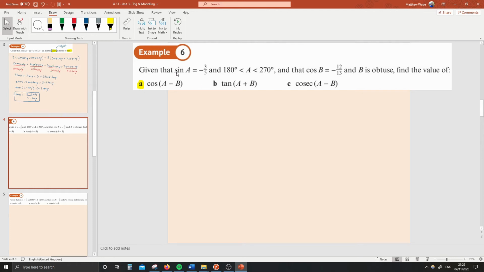It says, given that sine of A is equal to minus 3/5 and A is between 180 degrees and 270 degrees, so A is a reflex angle in the third quadrant. It also tells us that cos of B is minus 12 over 13 and B is obtuse. Find the value of cos of A take B.